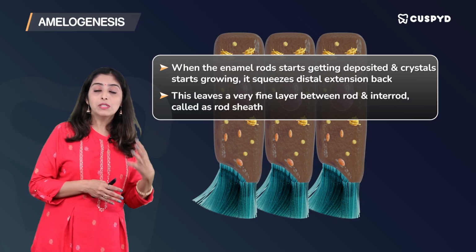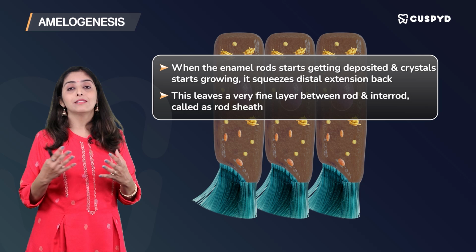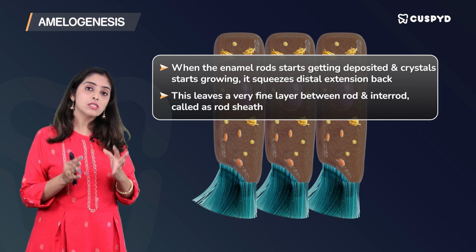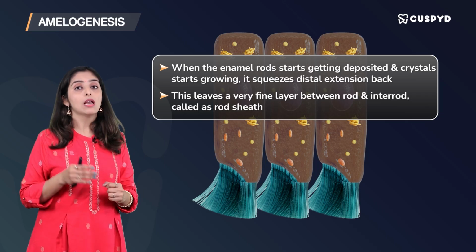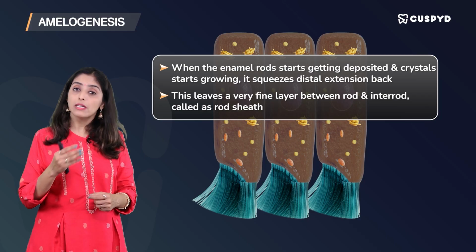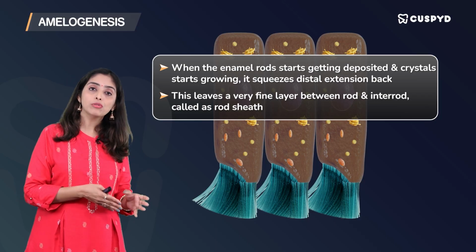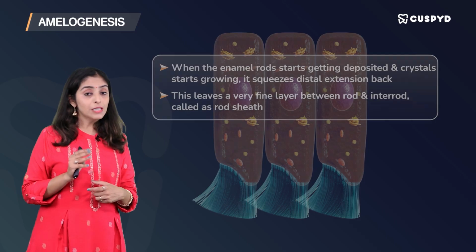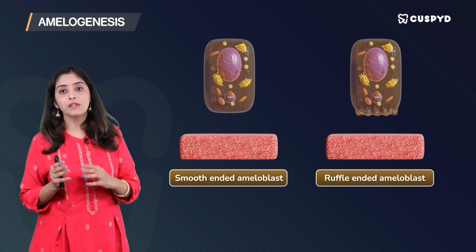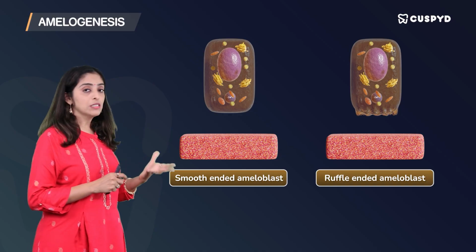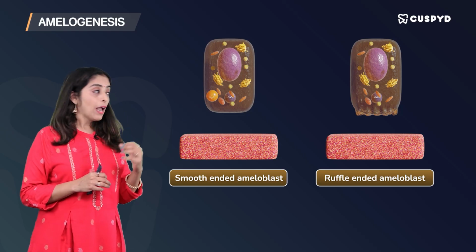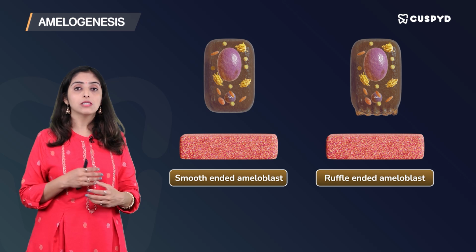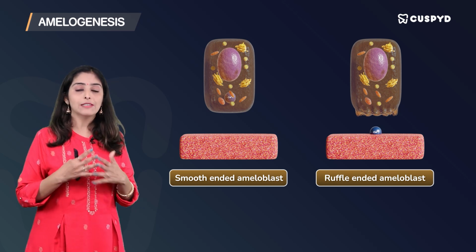Now, this enamel that has been deposited cannot be deposited as a 96% mineralized tissue. So, it is deposited only as a 30% mineralized tissue. The remaining mineralization and maturation of enamel happens at a later date. And this is called maturation and mineralization of enamel. This is done by two important things, that is the smooth-ended ameloblast and the ruffle-ended ameloblast. Now, these smooth-ended ameloblasts primarily have the capacity to absorb all the water, and the ruffle-ended ameloblasts have the capacity to give in ions, the calcium ions.